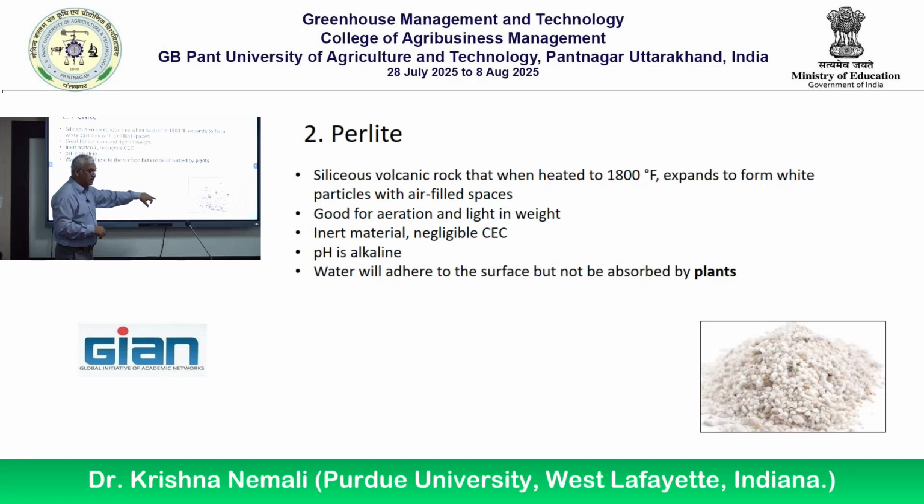Before I dive into the next type of substrate, which is mostly used in hydroponics, now you know two organics and two inorganic substrates: peat and coir, vermiculite and perlite. They are mixed in different proportions. You can do whatever you want, but this is what I want you to remember.